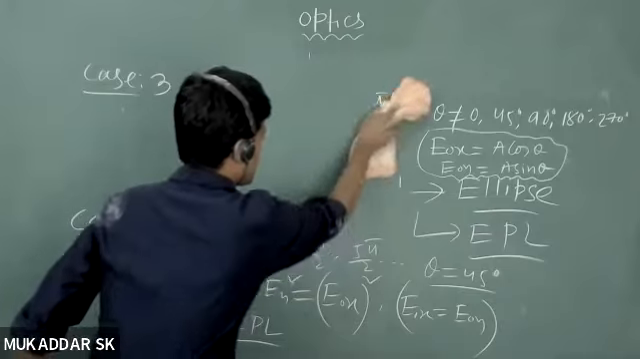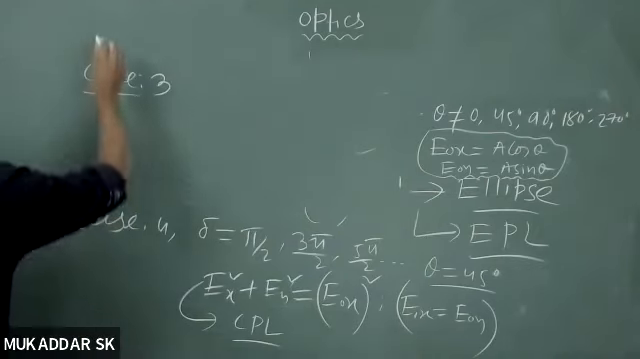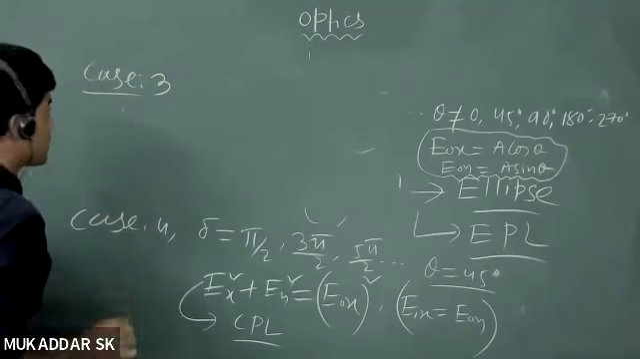Sir, how do we represent delta? Delta equals pi, if it is pi? If you remember delta, I told you in the initial discussion also.